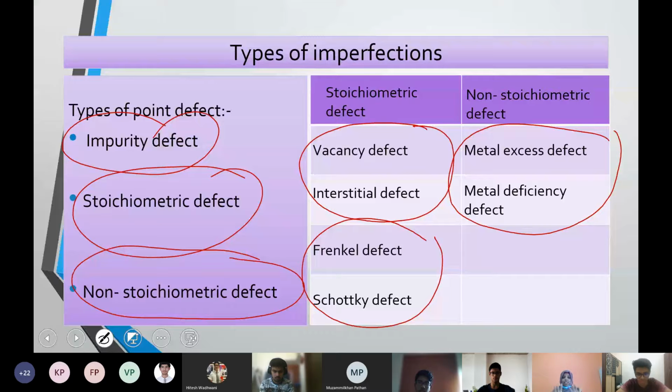So this is the outline. This is what we're going to discuss, and if we discuss it one by one, that is the end of the chapter. First we need to go for impurity defect. Impurity defect is only one type. Then we'll go to stoichiometric defect, where we will discuss vacancy and interstitial with the examples of Frenkel and Schottky. Then we'll go to non-stoichiometric defect with metal excess and metal deficiency. So that much is left in this imperfections topic. Okay, so I'm moving on.